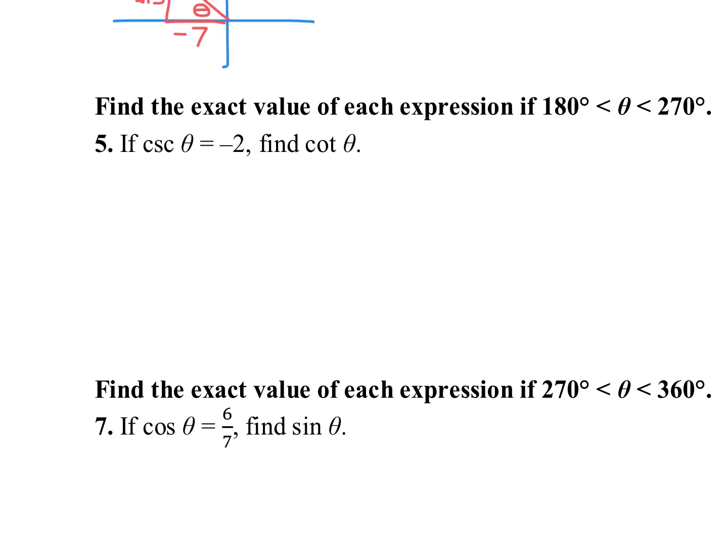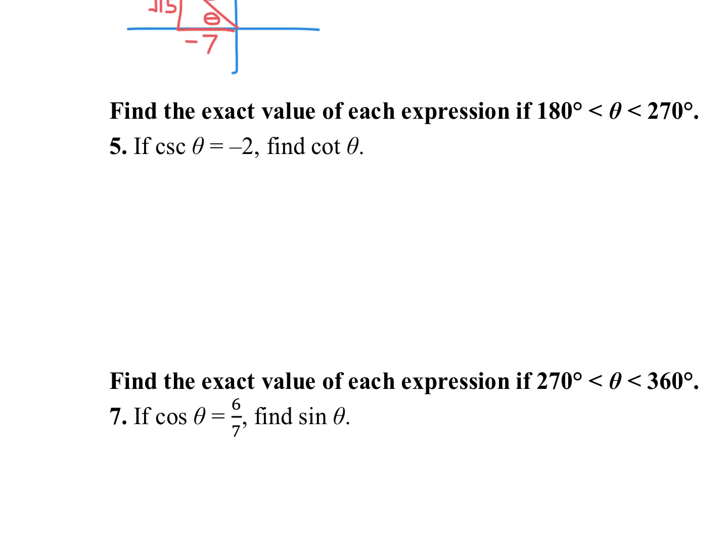5 and 6, we are in quadrant 3. So I draw the triangle in quadrant 3 using the x-axis. Cosecant is hypotenuse over opposite. I'm going to change this to a fraction. I'm going to give the y-coordinate the negative because I know that points in quadrant 3 have a negative y.